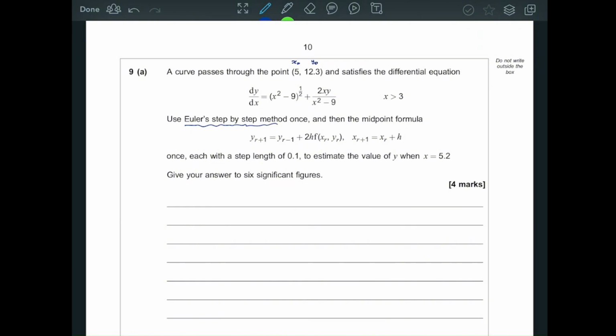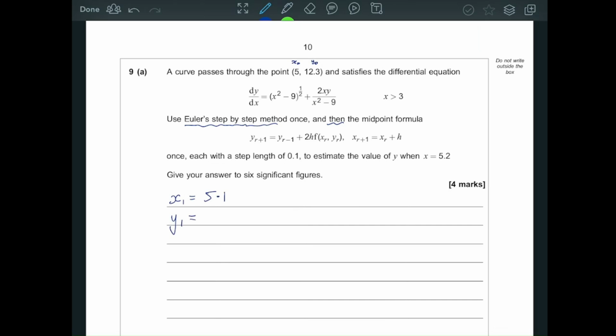Use Euler's step-by-step method once, and then use the midpoint formula. The midpoint formula, if you recall, needs 2 previous steps, whereas right now we've only got 1, each with a step length of 0.1 to estimate the value. So my x1, taking one step, will be 5.1.